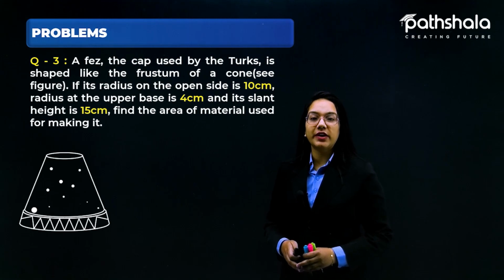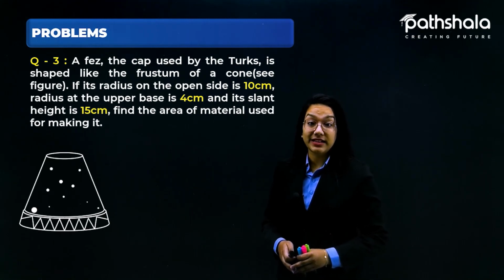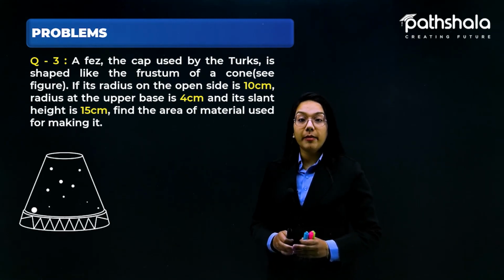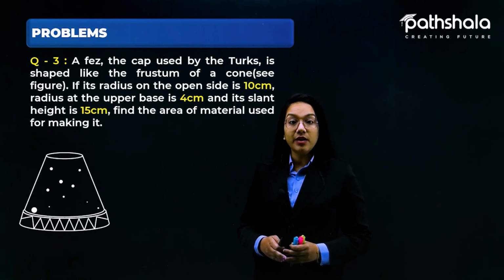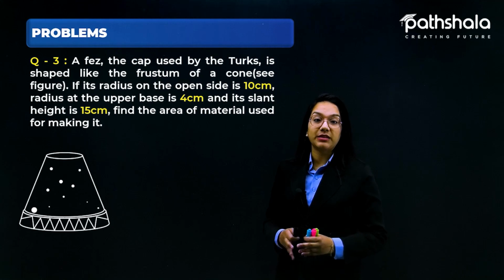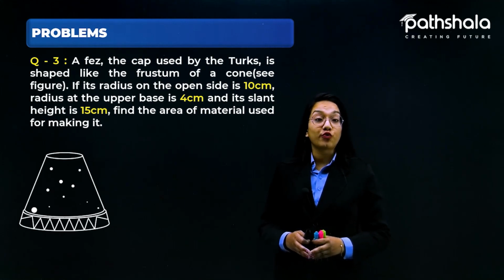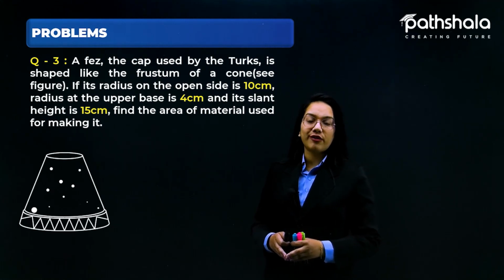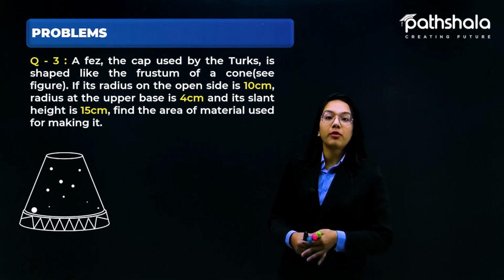And it says if its radius on the top side is 10 centimeter, radius at the upper base is 4 centimeter, then its slant height is 15 centimeter. Find the area of the material which is used for making it. So we have to find out the area of the material which is used for making it.